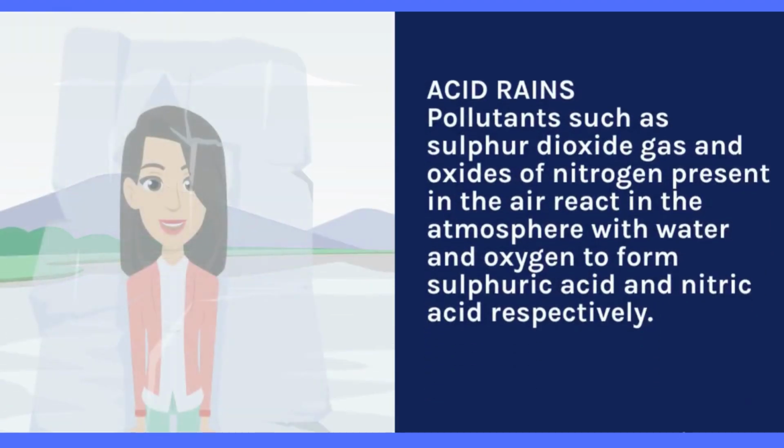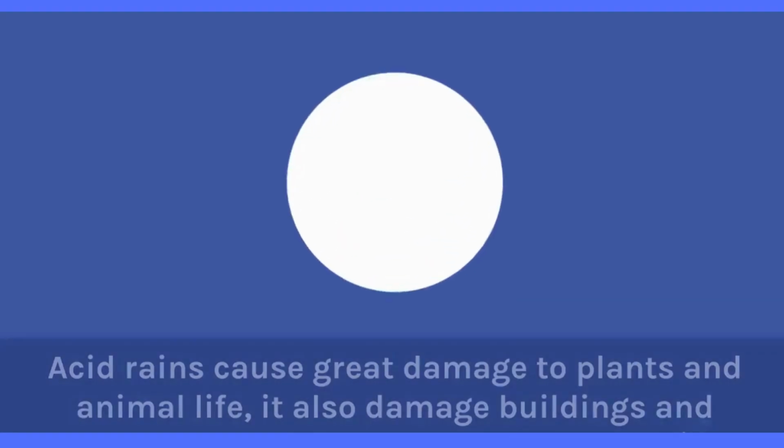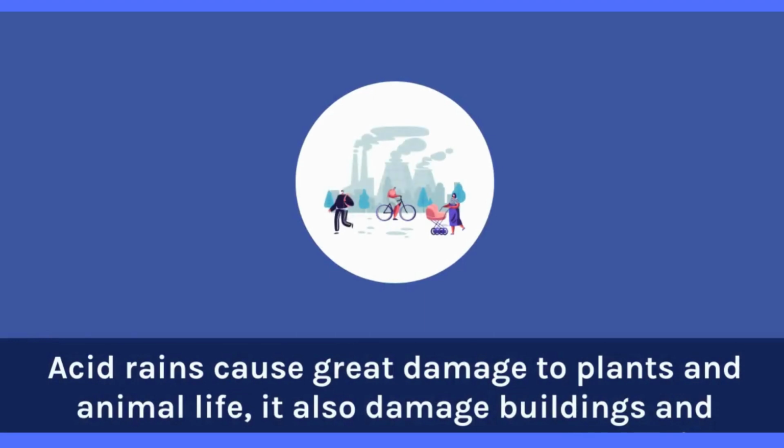Acid rains: pollutants such as sulfur dioxide gas and oxides of nitrogen present in the air react in the atmosphere with water and oxygen to form sulfuric acid and nitric acid respectively. These acids come down as rain. Acid rains cause great damage to plants and animal life. It also damages buildings and monuments.